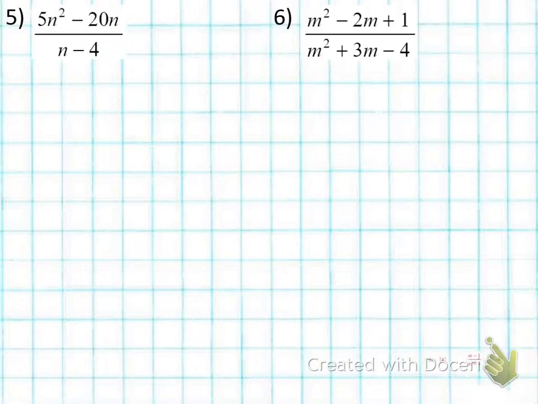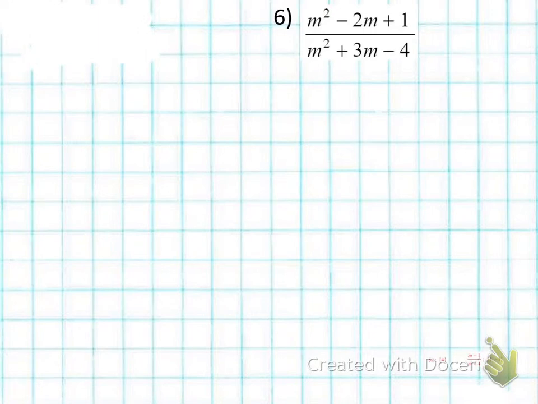Okay, continue. Let's jump straight to number 6. Last problem, number 6. Work this one out by yourself. I'll give you about a minute to do that. Ready, set, go. Alright, so this last one, the answer is m minus 1 over m plus 4.